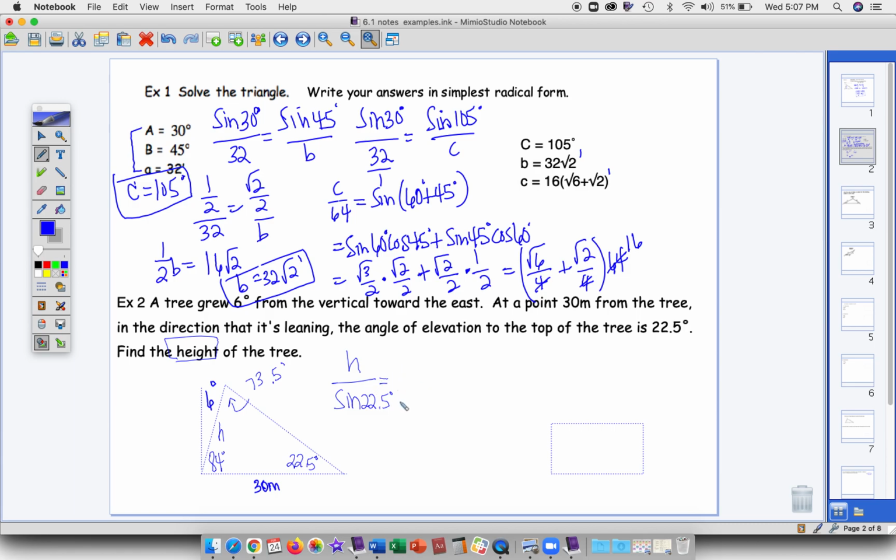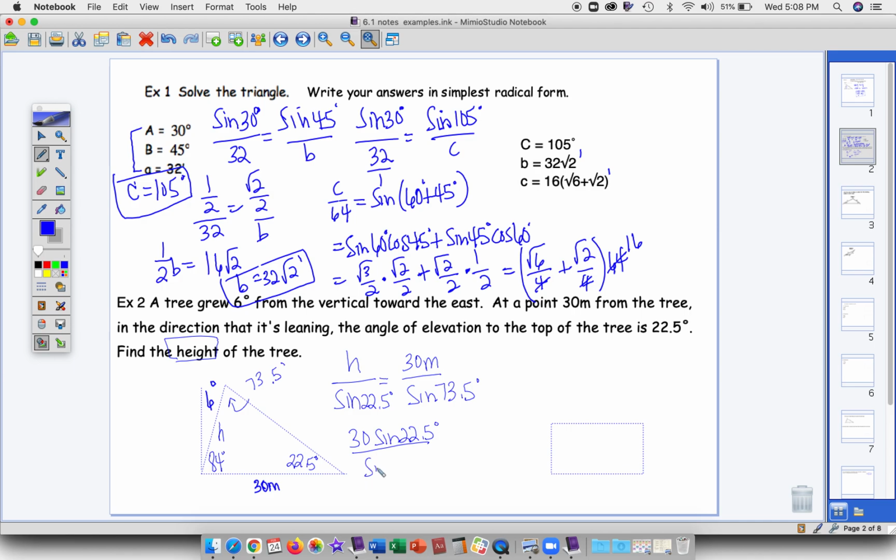So the other side of my proportion, I'm going to use the 30 meters and take the sine of 73.5. So go ahead and cross multiply. Keep in mind, here's another little tip. When you cross multiply here, this is 30 sine 22.5. I don't know if you knew this already, but you do not need a times symbol here on your calculator. You can enter it just like this. The calculator will know that you're multiplying.